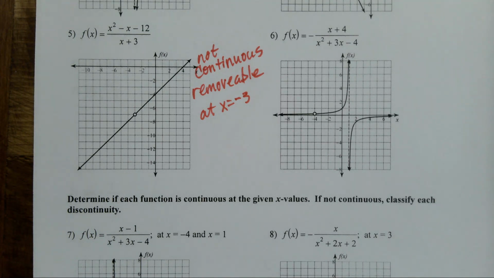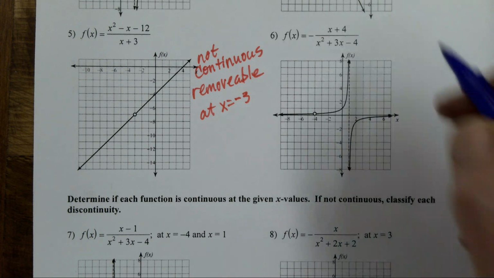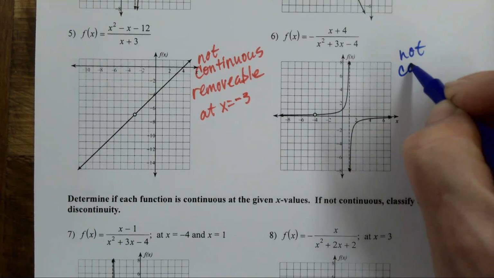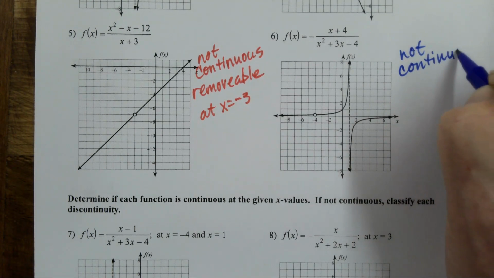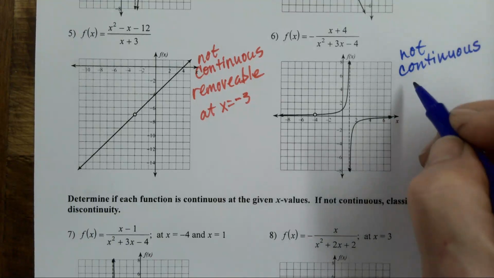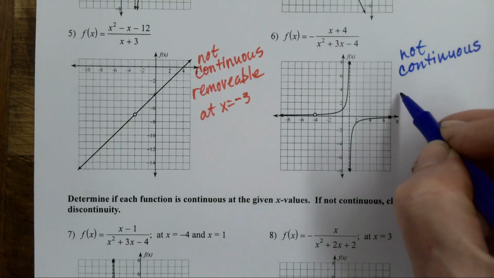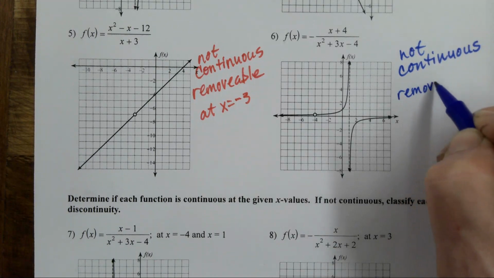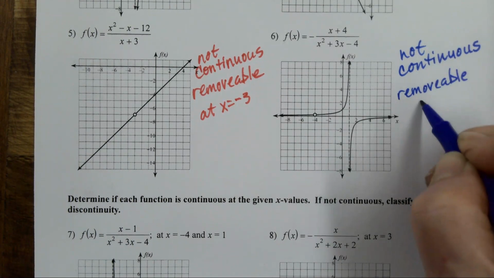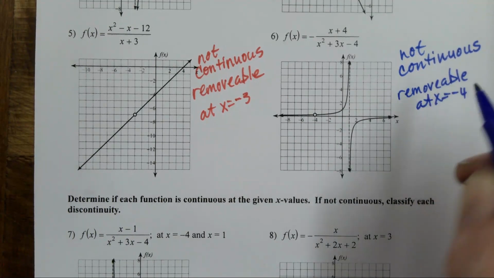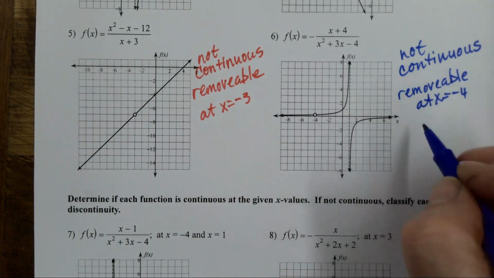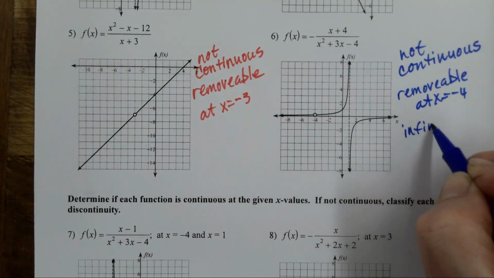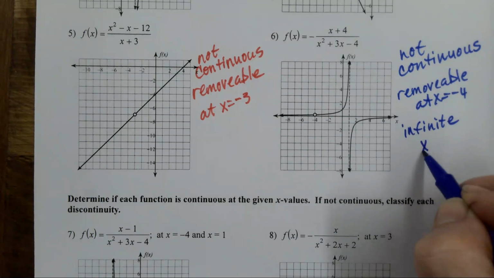There are even occasions where you will have more than one. And so this one is not continuous. There is a removable discontinuity at x equals -4. And there is an infinite discontinuity at x equals 1.